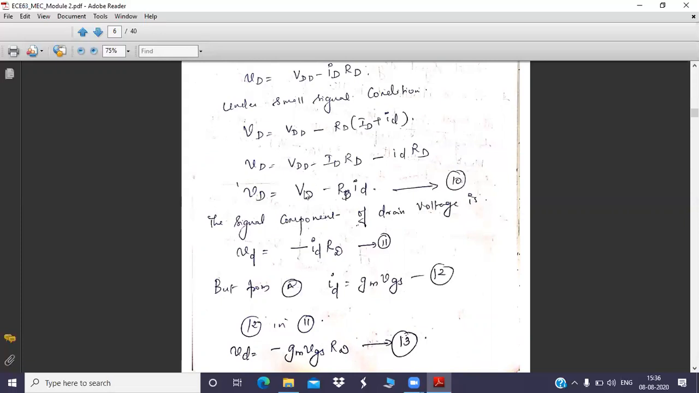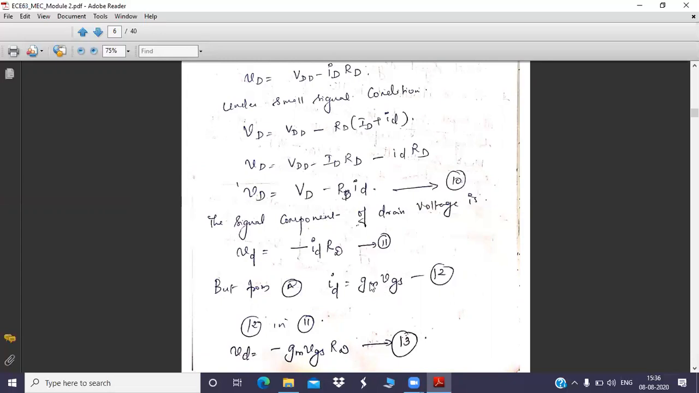Hope it is clear. This is DC, this is DC, this is AC. DC and DC together is capital VD. This is AC, so that I have put as small letter vd. Now what is ID? ID equals gm VGS.